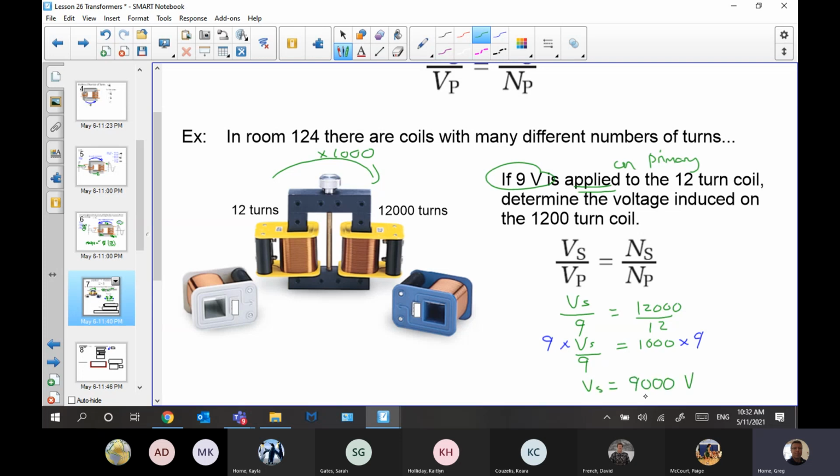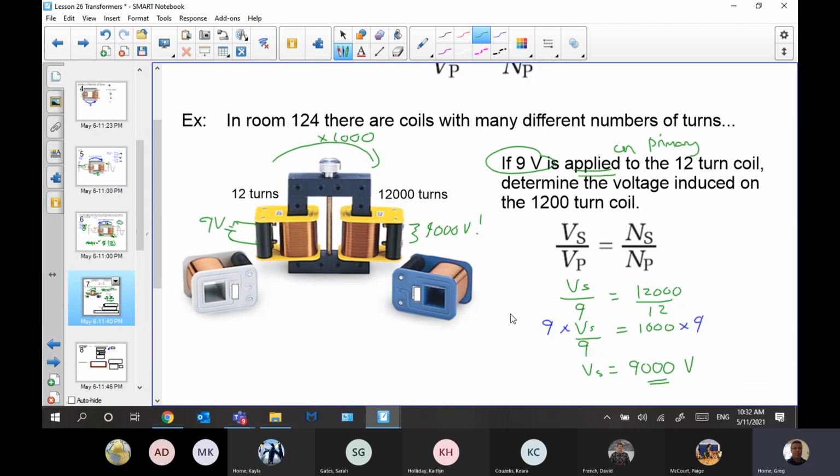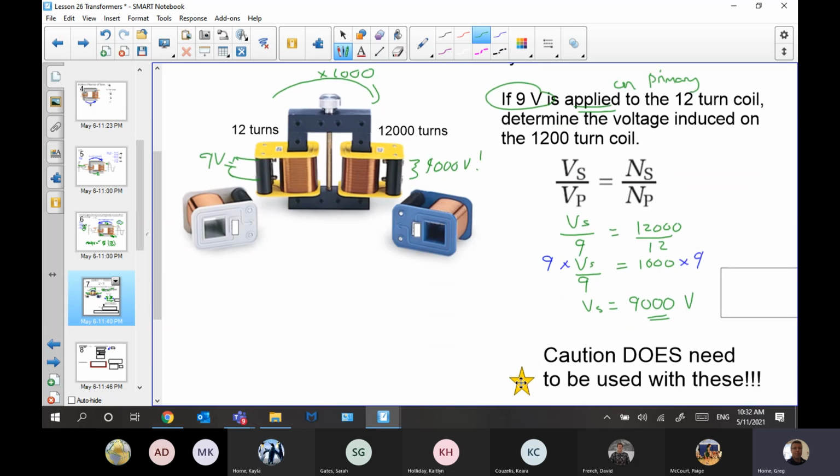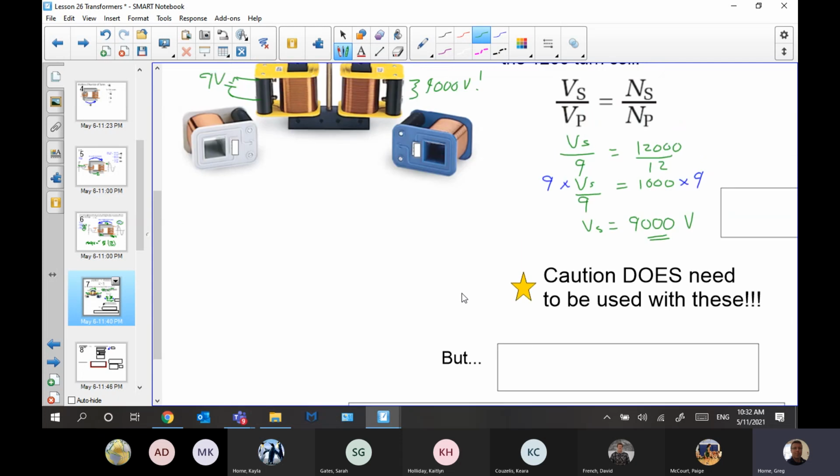So what we're getting here is we put a 9-volt battery across here, a little pulse. As soon as you connect it, that's 9 volts connecting there. That leads to over here 9,000 volts. So if your fingers happen to be touching that, you get a shock. It's quite actually shocking, literally. You have to be a little bit careful playing with this, right? Caution does need to be used when playing around with these.